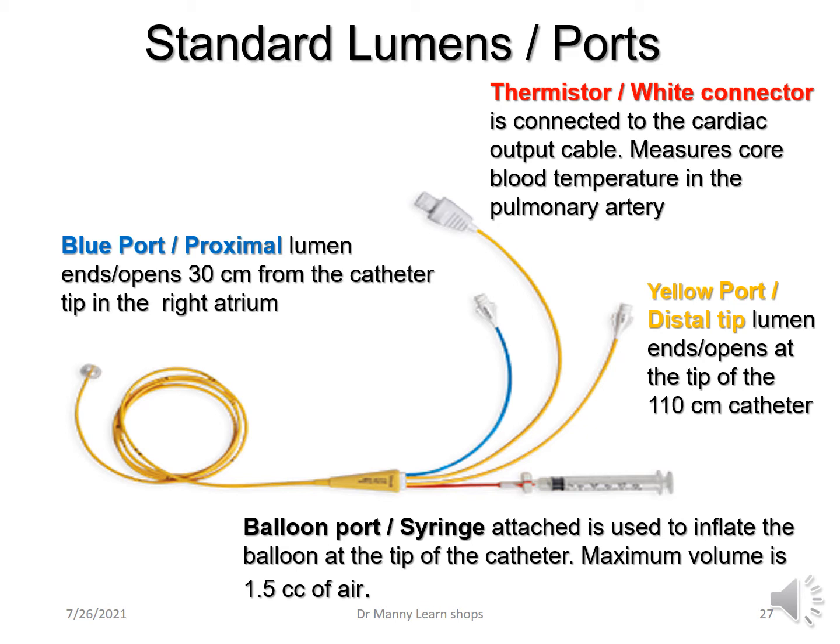Then you've got the balloon port, and there's a syringe attached to that, and it's a special syringe, not any syringe. It's volume limited to 1.5 cc of air and shouldn't be taken off. And that inflates the balloon to allow flotation of the catheter into the correct place. Then you've got the thermistor, the white connector. Typically it has a red cap, which should always be kept there. And this is connected to the cardiac output cable, which measures core blood temperature in the pulmonary artery, but also allows for cardiac output studies to be done by thermodilution.